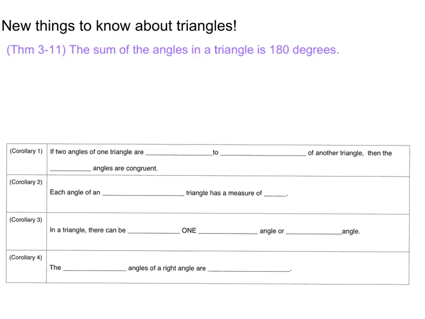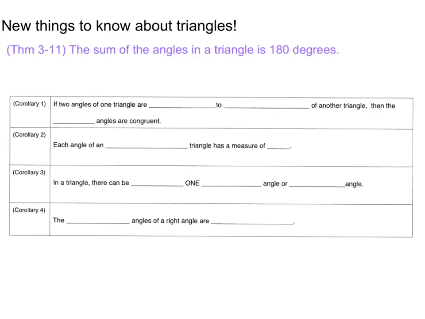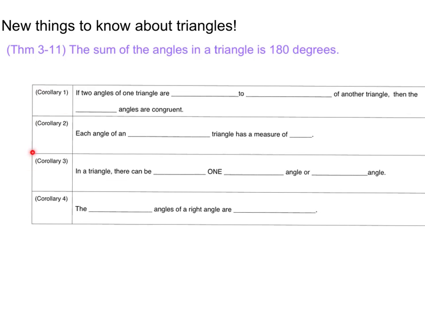I think you may have already known that. So, big news, the sum of the angles of a triangle is 180 degrees. Now, here's the new part. Right here are the corollaries, which should be glued under here. And a corollary is something that you know because of a theorem.